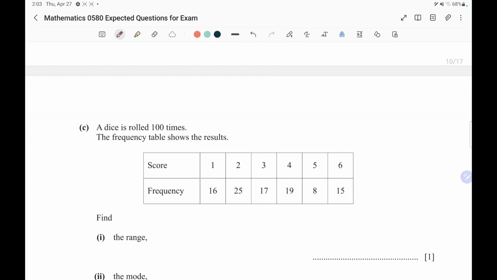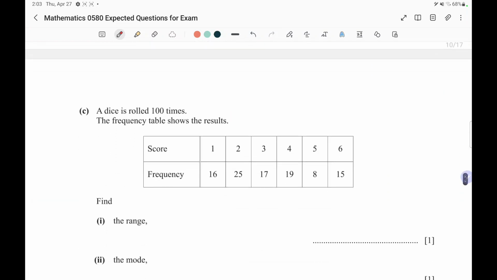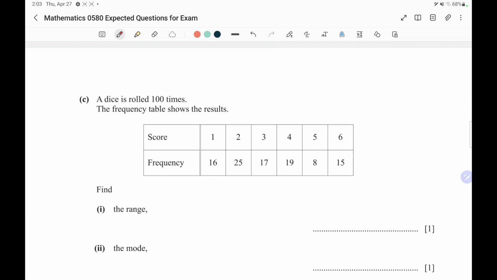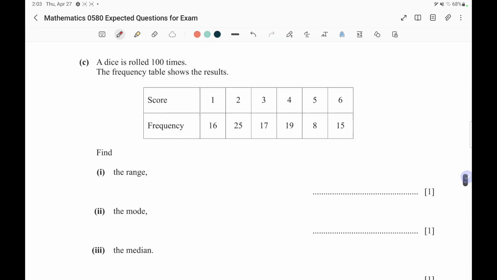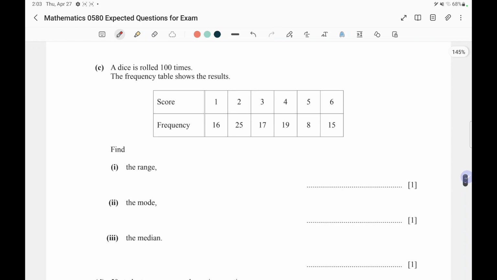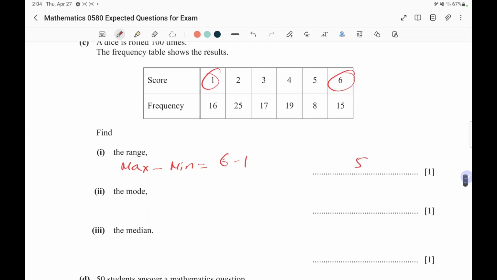Now come to the next question that says a dice is rolled 100 times. The frequency table shows the result. So score 1 came 16 times and 2 came 25 times, and so on. Find the range, then find the mode, then find the median. As we know, range is maximum minus minimum. Maximum it can get is 6 and minimum it can get is 1. So 6 minus 1, range will be 5.